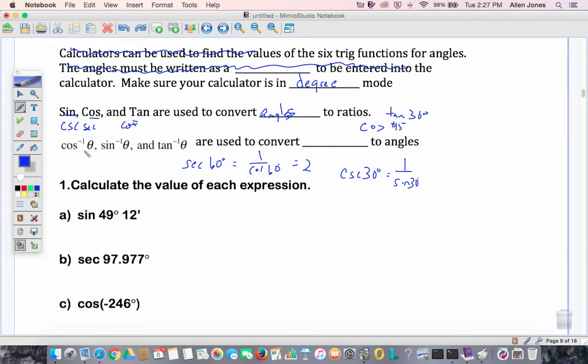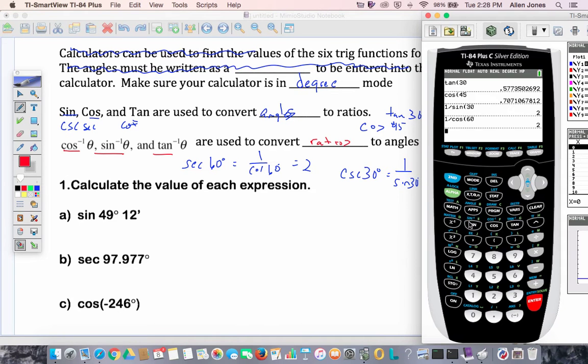The other conversion, if you look on your calculator, you see these inverse functions. That's how they're read: inverse cosine, inverse sine, inverse tangent. They're used to convert ratios to angles. So going back to my calculator, if you look right here, the second function of sine, the second function of cosine, and the second function of tangent are those inverse functions I just talked about. So those are used to convert ratios over to angles. That's an important point to recognize.